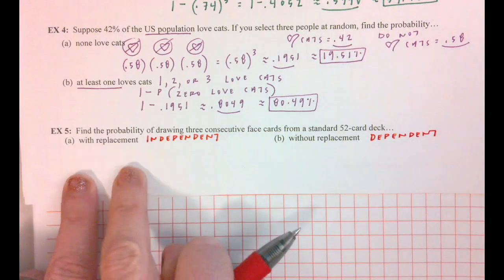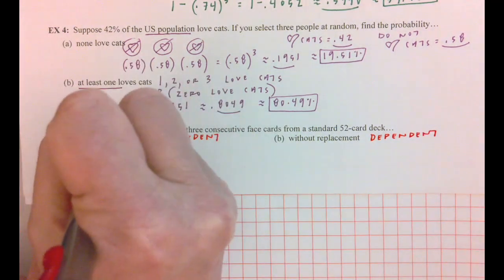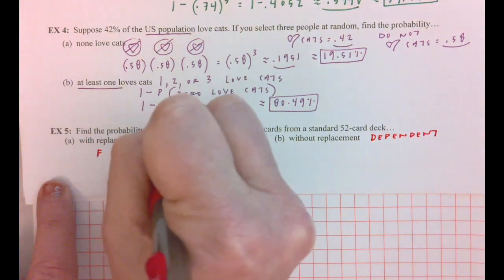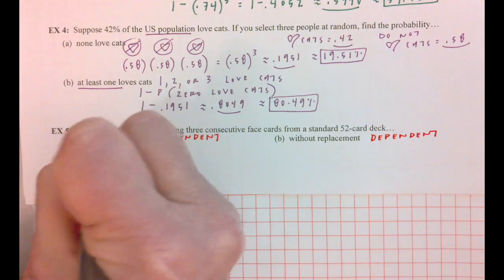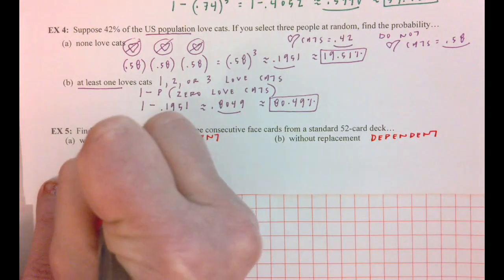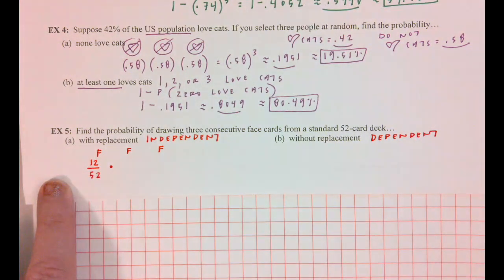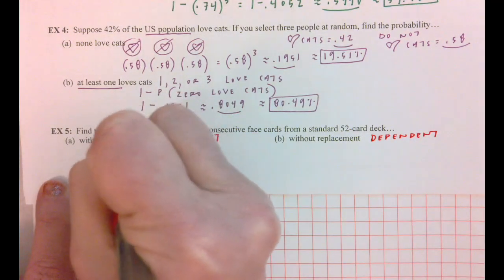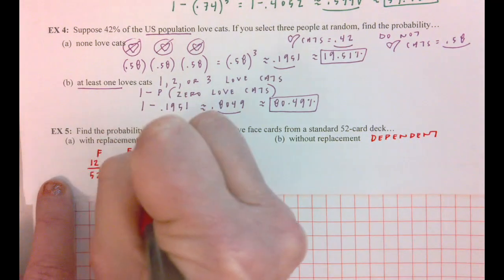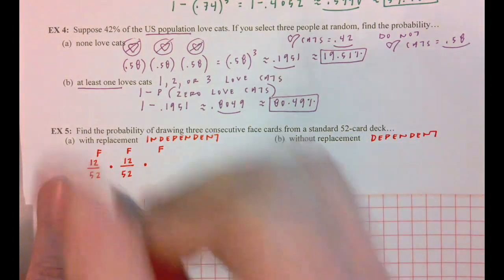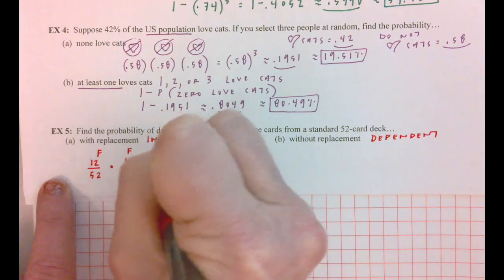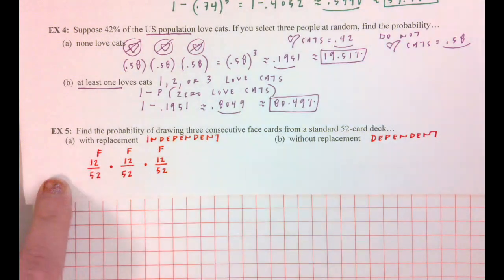Okay, so scenario A, with replacement. So I'm saying face card, face card, face card. So first pick is a face card. I have 12 out of 52. Okay, I put that card back in the deck. I replace it. I draw again. My next pick is a face card. Still 12 out of 52 chance. I put that card back in the deck. I draw again. My probability for the third face card here in a row is 12 out of 52.